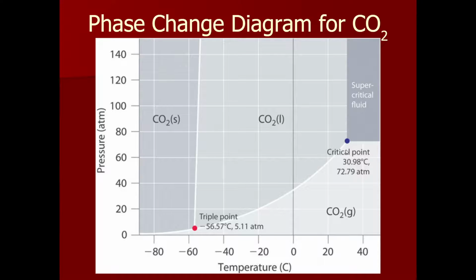The other thing that we obviously won't see in class is this critical point, because getting anything up to 72 atmospheres is very dangerous. That's in the range of 1,000 psi, so that's nothing that we're equipped to work with. But you need to be able to recognize the critical point on the graph as the point where things stop behaving like a regular liquid or a regular gas.